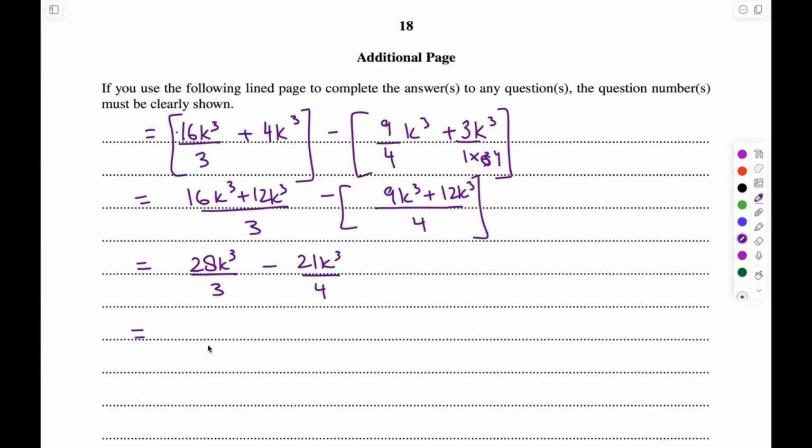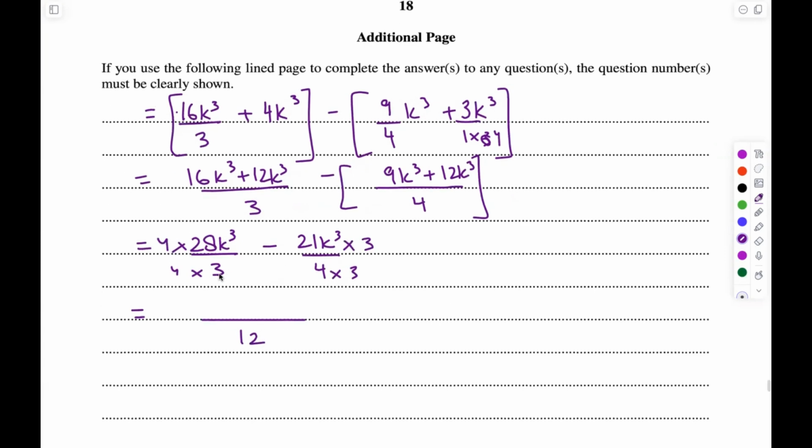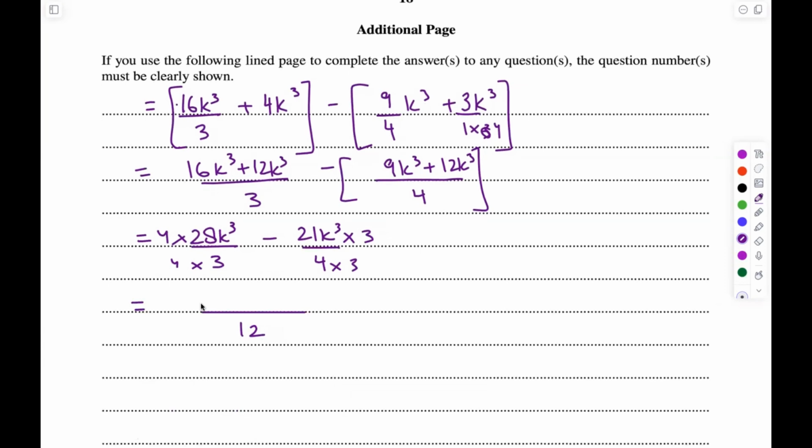The LCM in this case will be 12. 3 multiplied by 4, so this will multiply by 4, this will multiply by 3. So 28 times 4, if I multiply 4 by 28, the answer will be 112k cube. And 21 times 3 will be 63k cube. And now finally subtracting the two answers, the final answer will be 49k cube upon 12 for the area of the shaded region in terms of k.